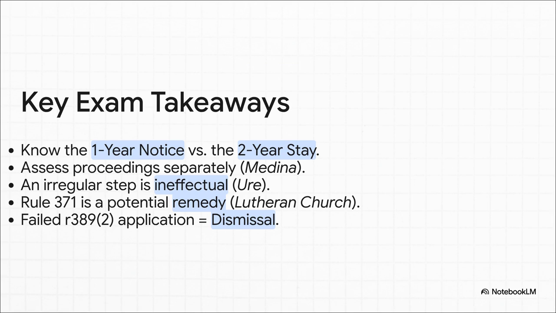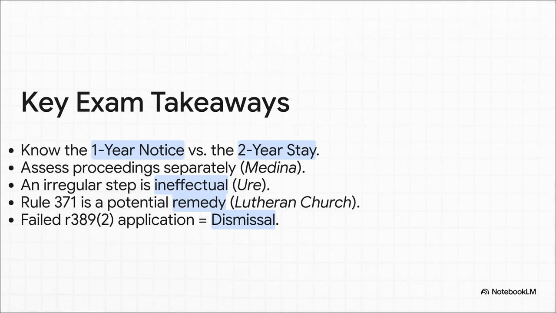All right, let's boil all of that down. If you walk away with nothing else, remember these 5 points for the bar exam. 1. Know the difference between the Rule 389 sub 1 1-year notice and the Rule 389 sub 2 2-year stay. 2. Remember from Medina that you assess each proceeding separately. 3. Know from Ure v. Robertson that an irregular step does nothing to lift the stay. 4. Remember Rule 371 from the Lutheran Church case as your potential escape hatch. And 5. Know that a failed 389-2 application means dismissal.